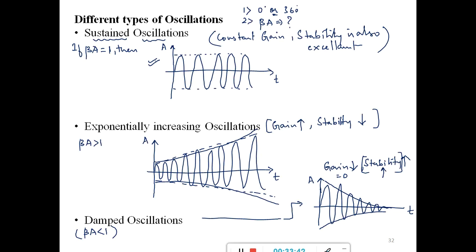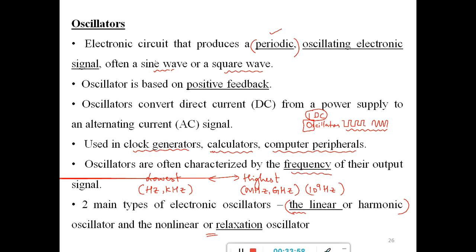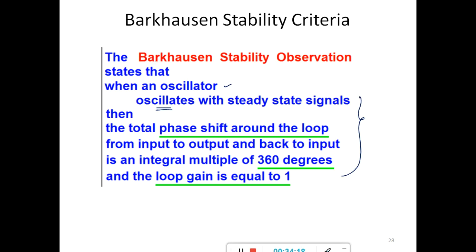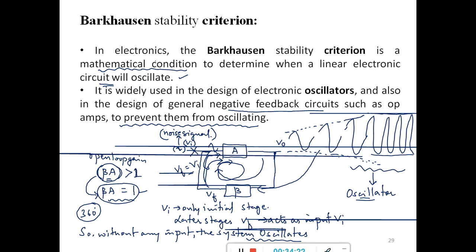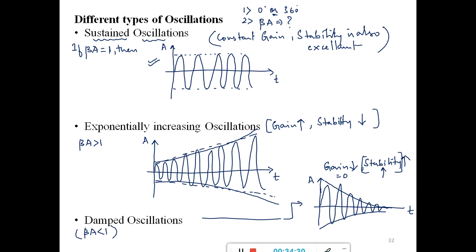In the next class we'll try to focus on some of the practical oscillator circuits that are used in day-to-day applications. Just to summarize, today we tried to understand the concept of an oscillator circuit, what type of feedback it is based upon, and what the mathematical conditions are for any oscillator to be satisfied so that it can produce expected oscillations. It is purely based on Barkhausen's stability criteria. If the criteria are met, then we'll be getting oscillations. And there are three types of oscillations: sustained, exponentially growing or increasing oscillations, and exponentially decaying or damped oscillations.